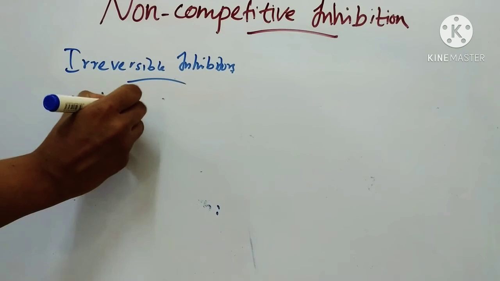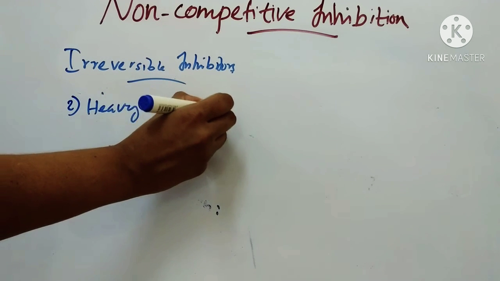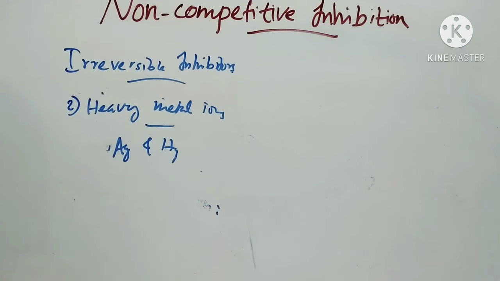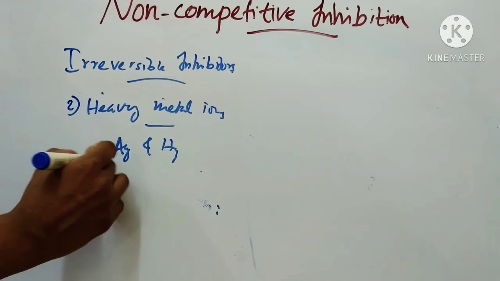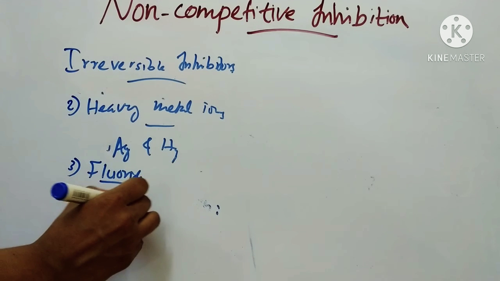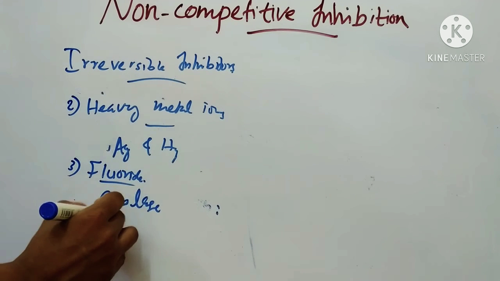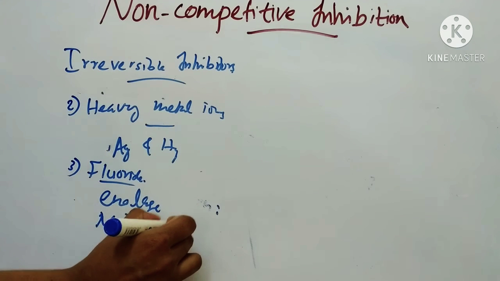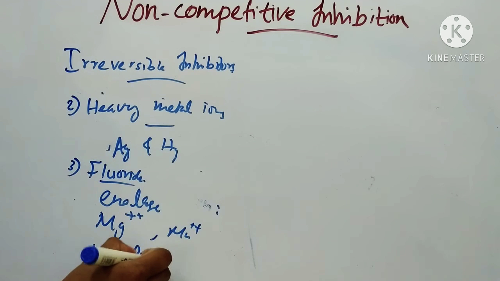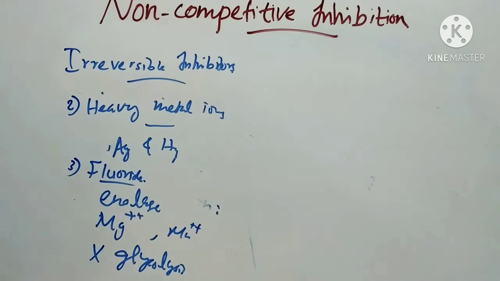Heavy metal ions like silver and mercury also act as irreversible non-competitive inhibitors. Next one is fluoride. Fluoride inhibits the enzyme enolase by removing Mg++ and Mn++ and stops glycolysis.